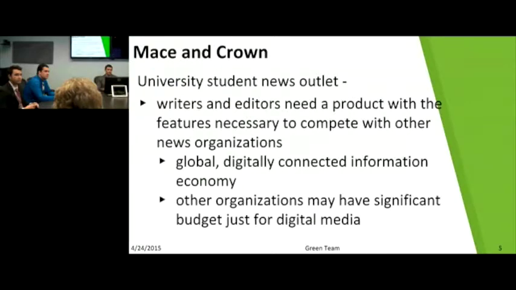All right, so the Mace and Crown writers and editors need a product with the features that are going to be necessary to compete with other news organizations. This is a little bit difficult because more prominent news organizations like CNN and MSNBC have an abundant amount of resources to stay globally and digitally connected. The Mace and Crown needs to compete with these news organizations while not necessarily having some of the same advantages that other news outlets have.